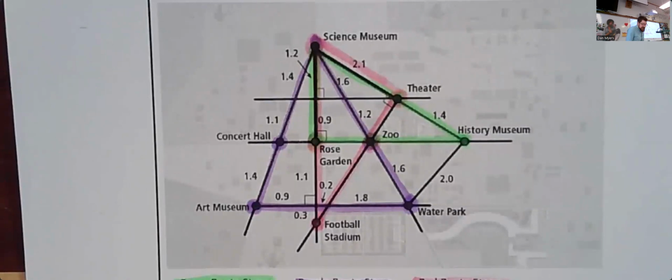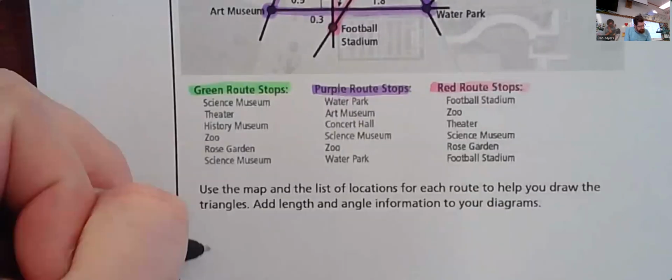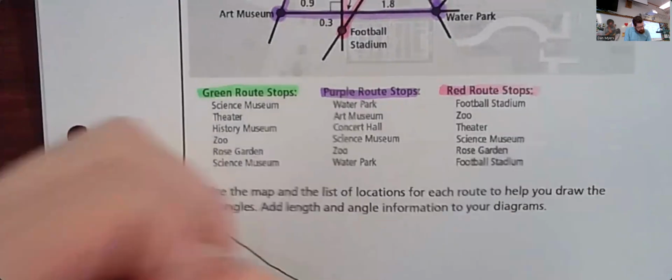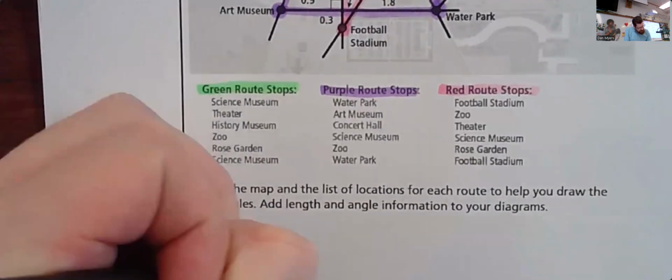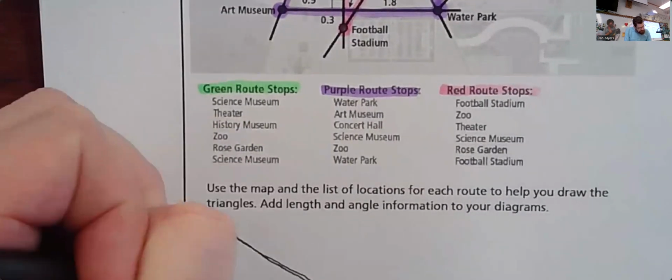Got our colors. Use the map and the list of locations for each route to help you draw the triangles. Add length and angle information to your diagram. So here we go. Let's go with green first. So the green triangle looks like that. And it's a right triangle.